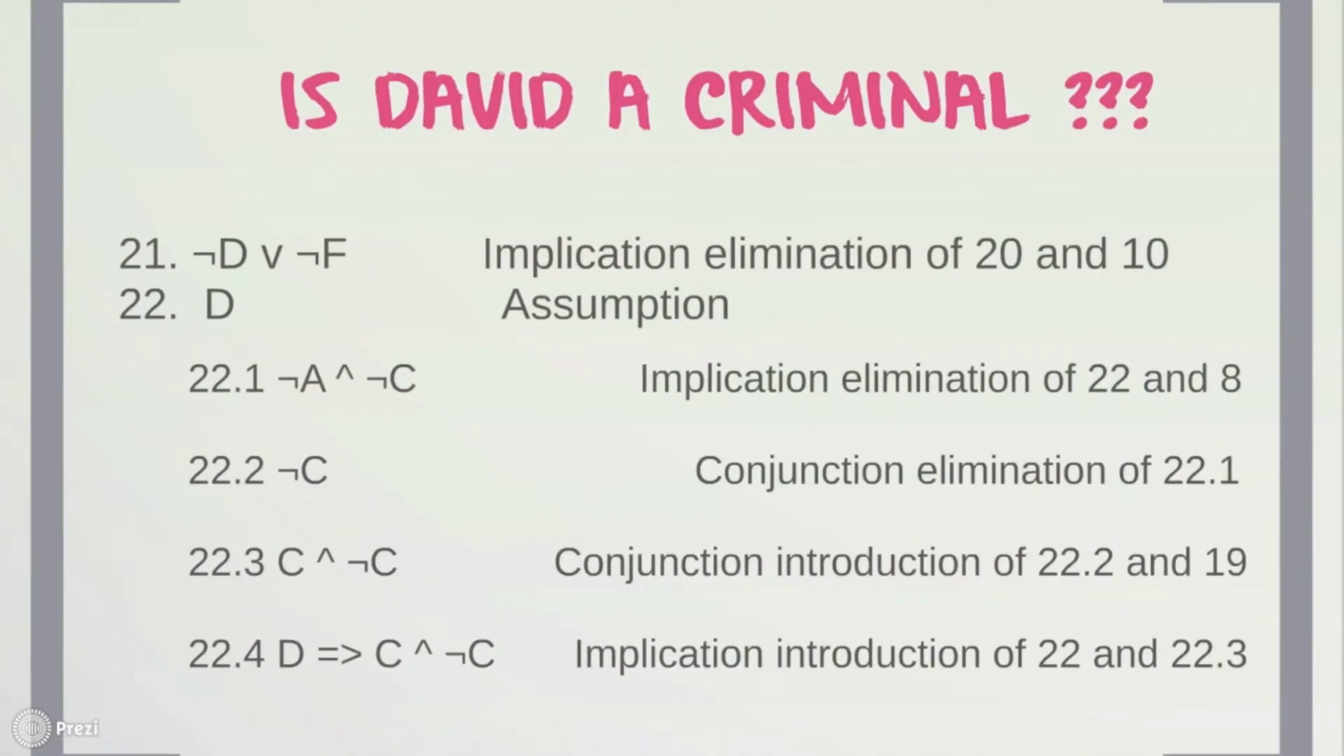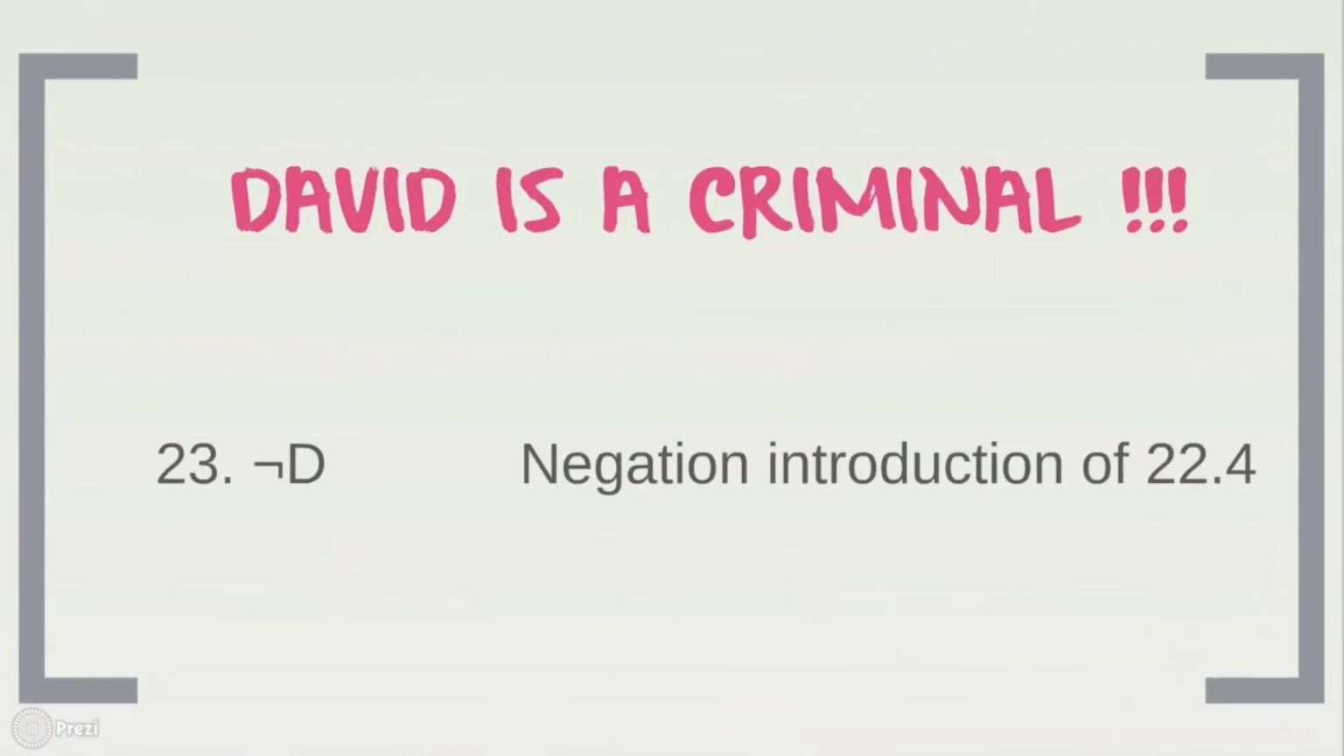Since we have proved not E, and by referring back to our premise that not E implies not D or not F, we have not D or not F. And then we assume D. And from our premise previously, we know that D implies not A and not C. Hence we know not C. However, we have already proved that C is correct, and this is a contradiction. Hence, we can say our assumption is wrong, and we can deduce that D is a criminal.